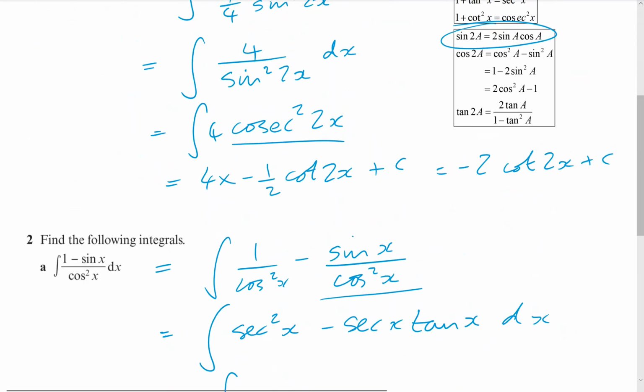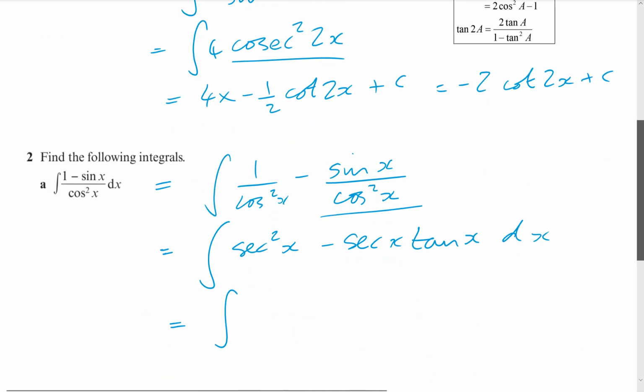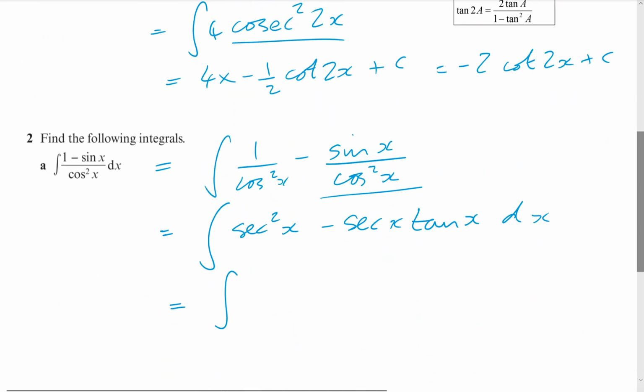Whoops. So the answer we're going to get is tan x. Sorry, we've integrated now. So we're going to get tan x minus sec x plus c. And that's the answer to 2A.